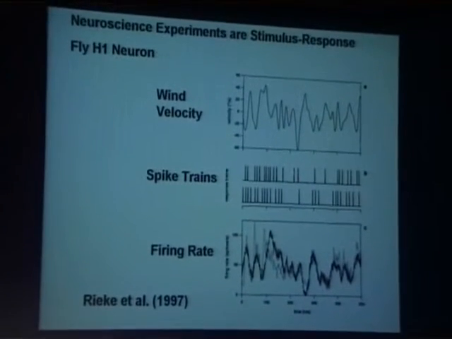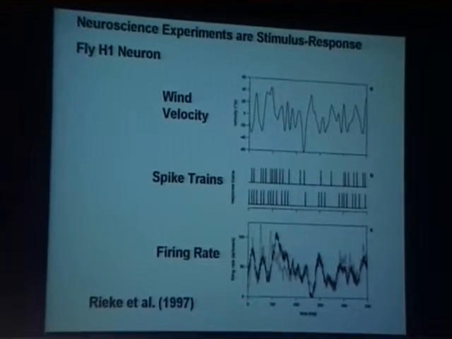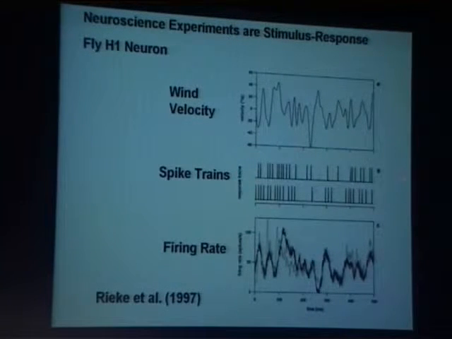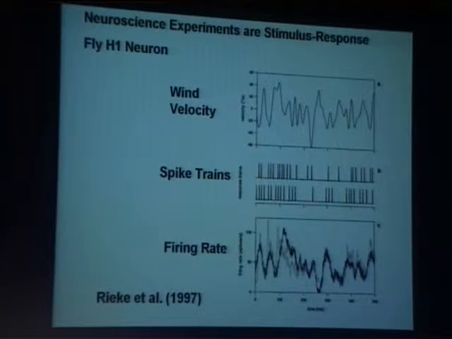So this is 500 milliseconds of time, 0 to 500 milliseconds, and this is a wind signal that was flashed in front of this fly, and here are the neural spikes, the spikes that came out as a consequence. So in some sense, these spikes are telling this fly that this is the wind signal that came through there.